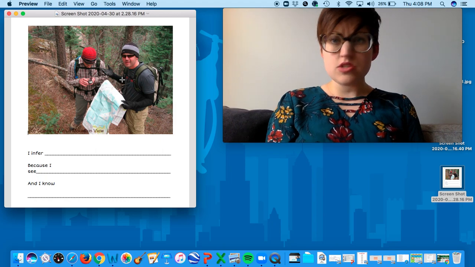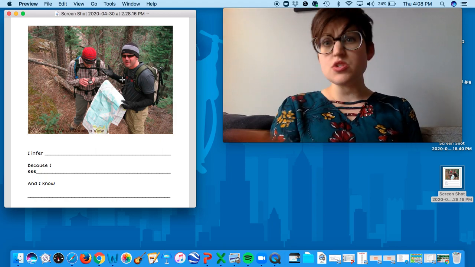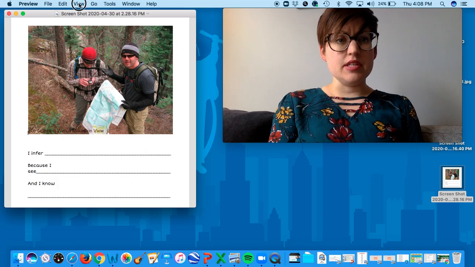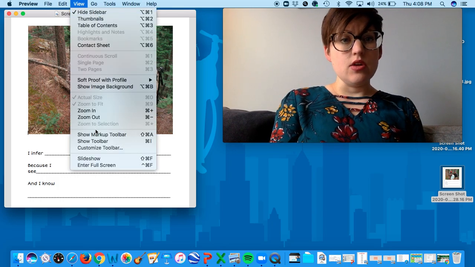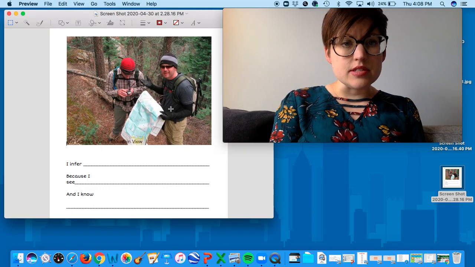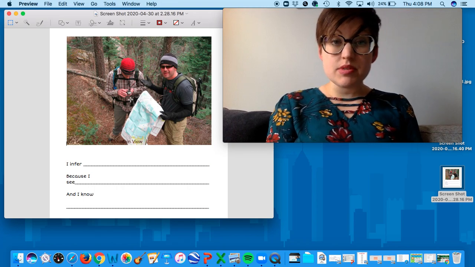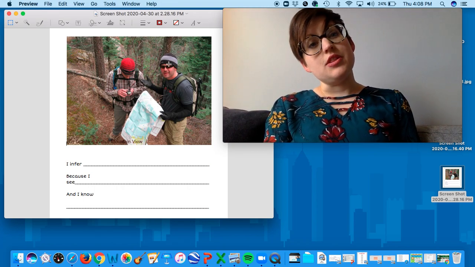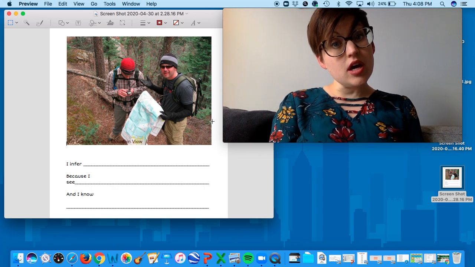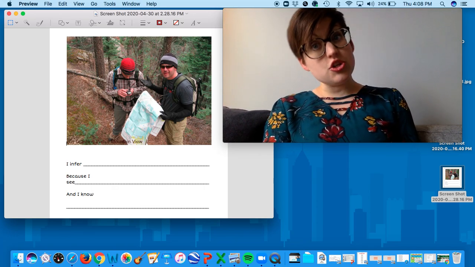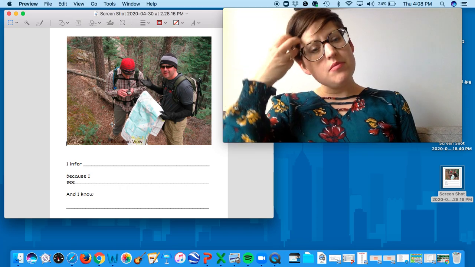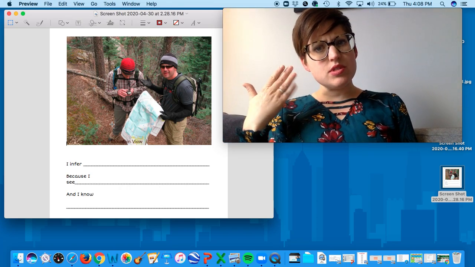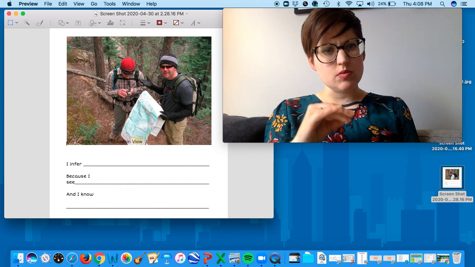And I'm going to first start with what I see. So what I see already is I see there's a map. I see it looks like somebody has a compass or GPS maybe. I see that they're in the woods. They have backpacks on. They're hiking, it looks like, on a trail here. So I'm already getting some clues about what might be happening based on just what I see.